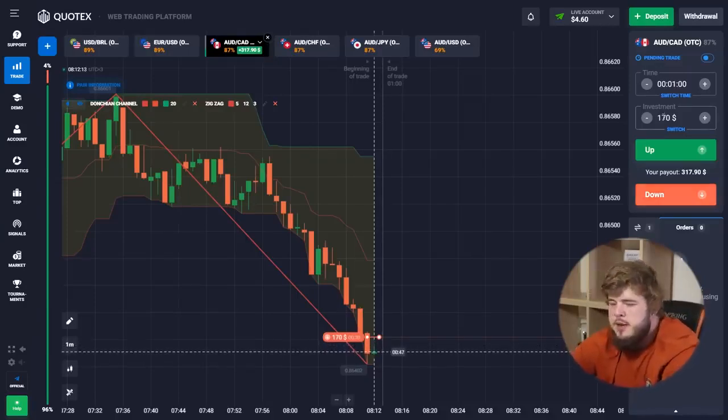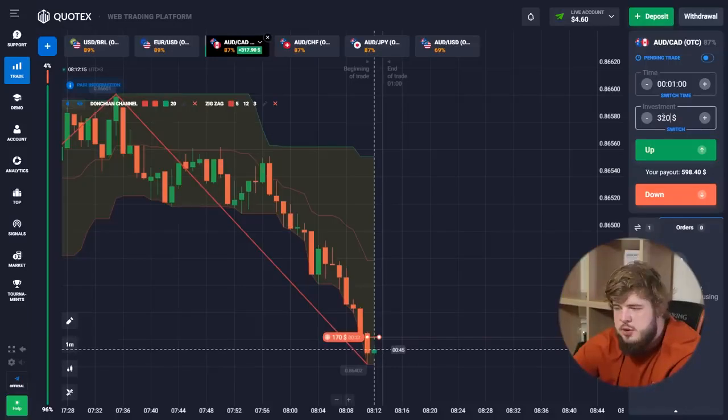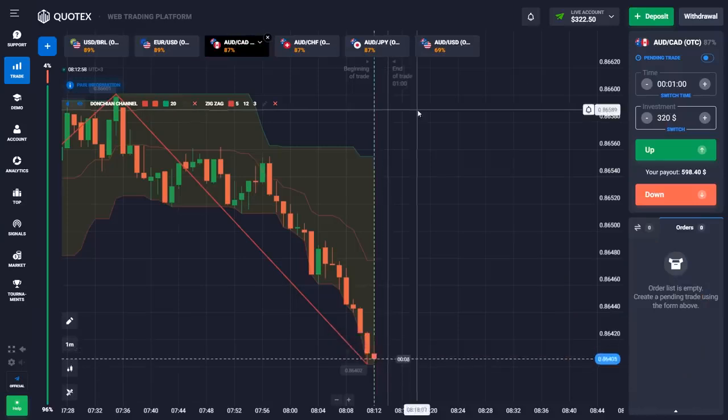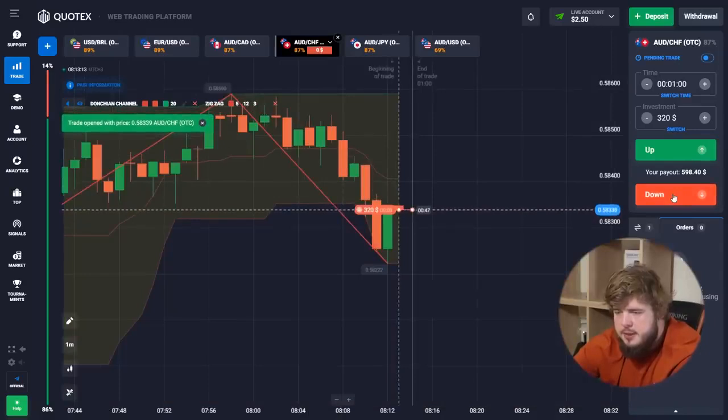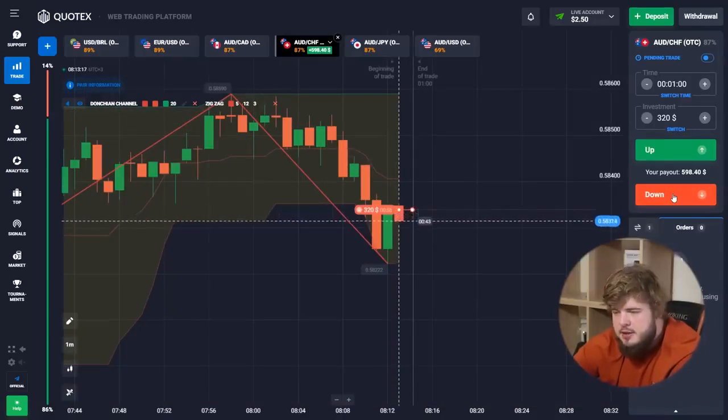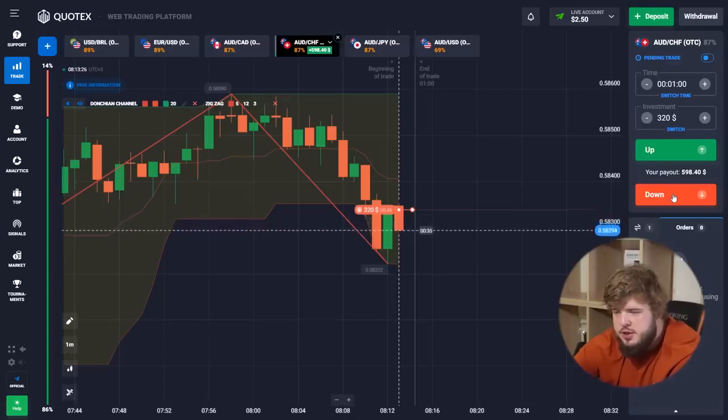So, while we're waiting for our profit, we have already changed our investment to $320. For now, $170 are invested. So here, once again, as you can see, price has passed the bottom of the channel and now it's going to go much lower than it is now. That's why we have opened a sell position here.